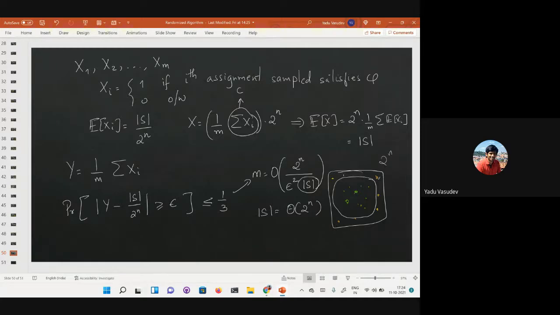You want to find the cardinality of a set S, but it is possible that the set you're interested in might actually be really tiny. It might be sitting somewhere here. So no matter how you throw the dart, you're unlikely to hit it. For instance, if the cardinality of S was some polynomial, then if you throw polynomially many darts, you're unlikely to even see any satisfying assignment. You're not going to hit any element in that set.